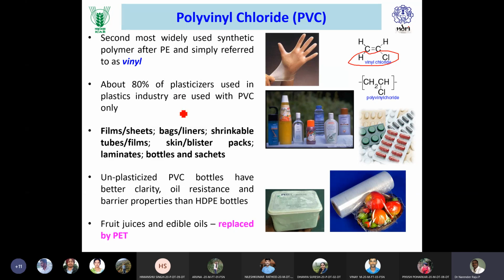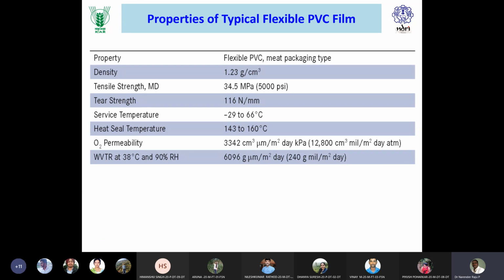So we are now using it only in a limited way, but it is still used in meat packaging because it allows oxygen to permeate, which is an essential requirement to maintain the color of meat. So it is still used there, and also in cling wrap applications. In the domestic plastic films that you find for wrapping applications, PVC is commonly used at a thickness of about 10 to 12 microns. Right? Now, these are the common properties of the flexible type of PVC film.